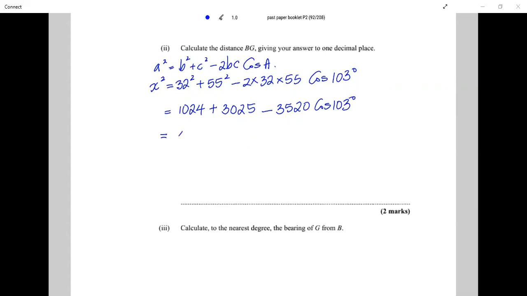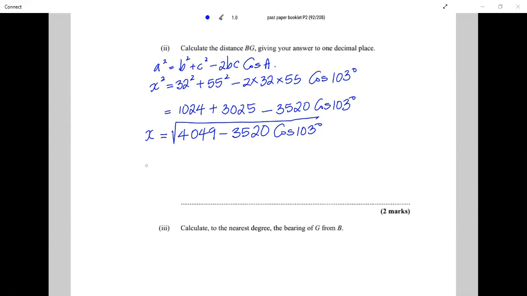So this is 4049 minus 3520 cosine of 103 degrees. Now, the opposite of square is square root. So x will be the square root of that. So we have the square root of 4049 minus 3520 cosine of 103 degrees.